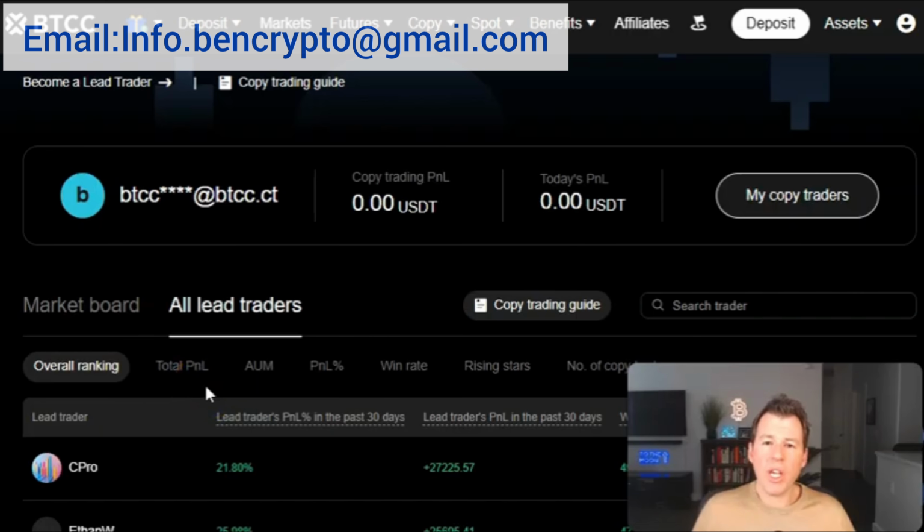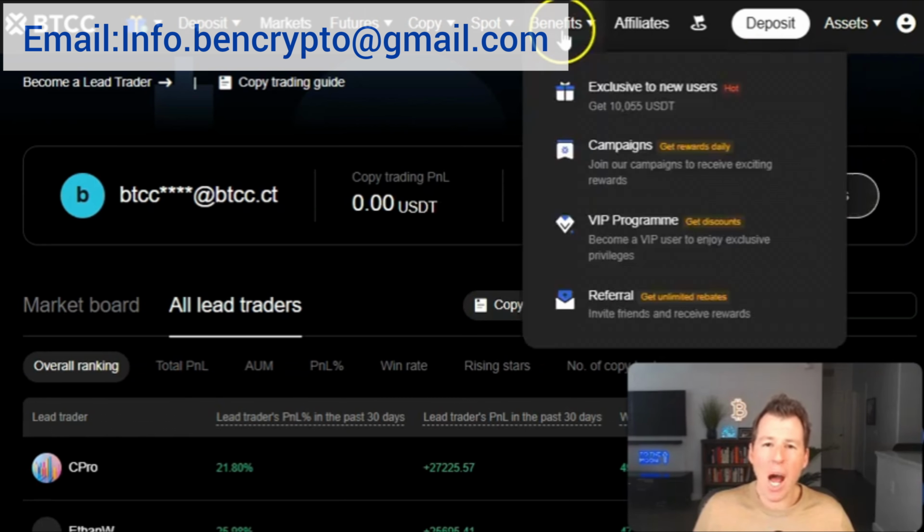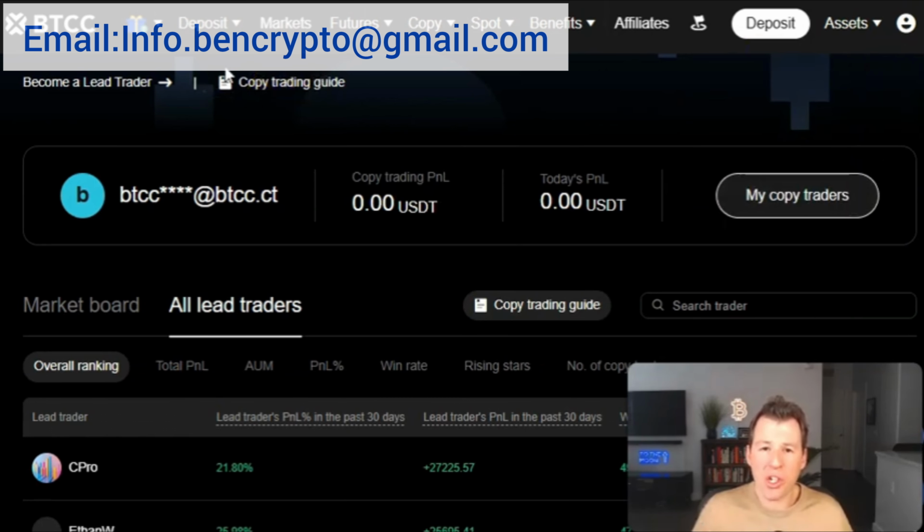Then to see all your newly copy traded positions, you would click on My Copy Traders at the right. It's going to show all your newly filled positions, what the realized and unrealized P&L on each of those positions is. It's going to show your overall P&L on all your copy traded positions.